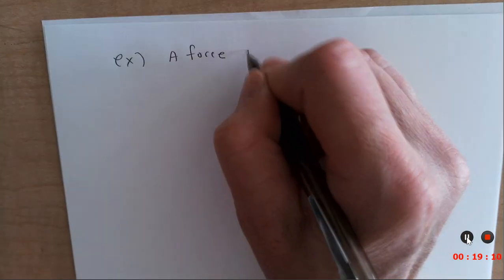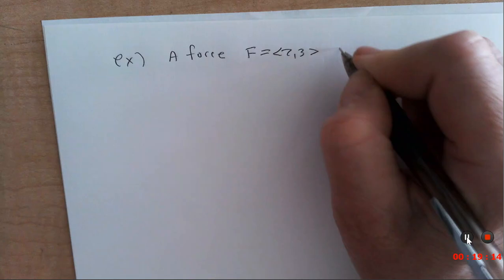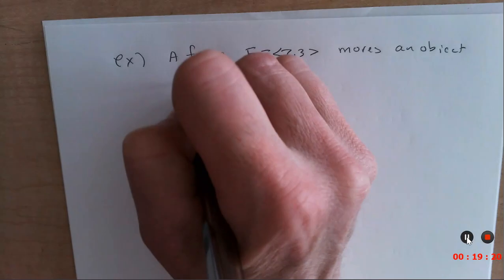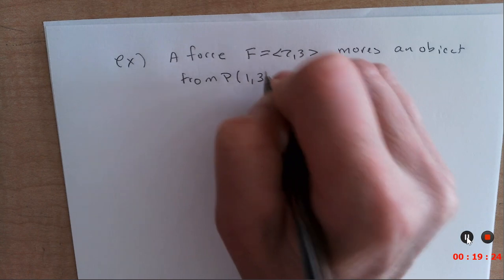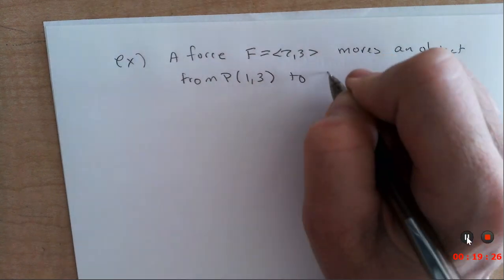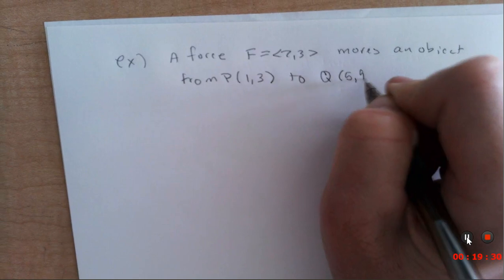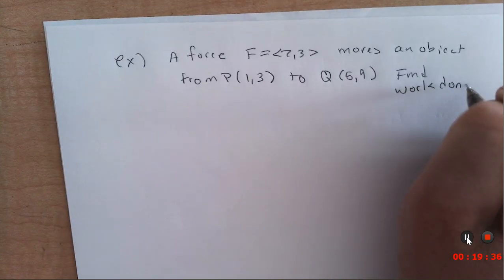A force, and here's the force vector, moves an object from, and I'm going to call this point P, 1, 3, to, I'm going to call this point Q, just so I can keep track of it, 5, 9, and we want to find the work that was done.